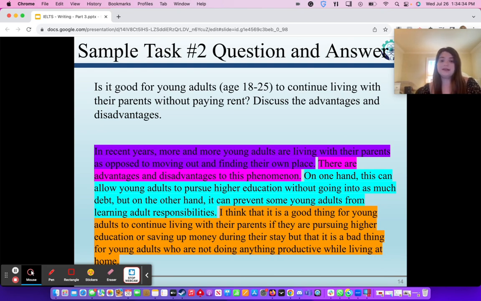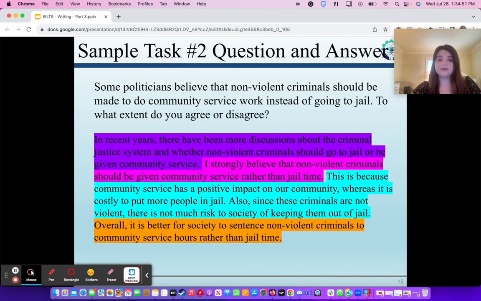But if we're not doing anything productive, then it's not good, right? So that's the main thesis. And since that's the thesis, that's what we're going to have to connect back to later on in our essay. Okay, there we go. There's an example. Let's move on to another example.